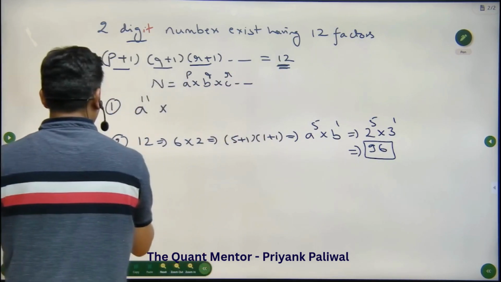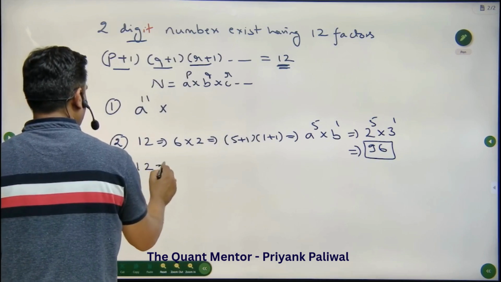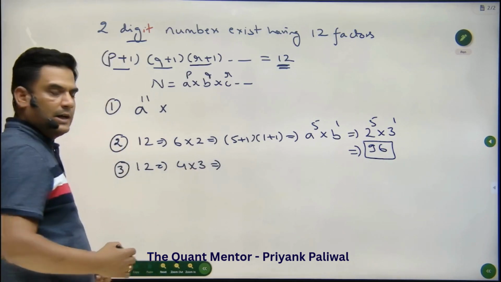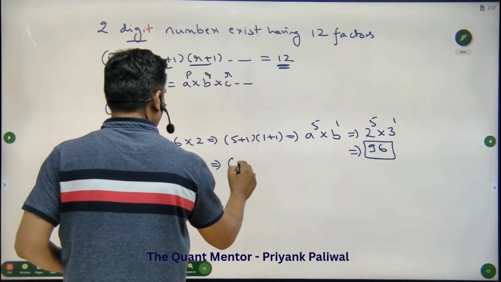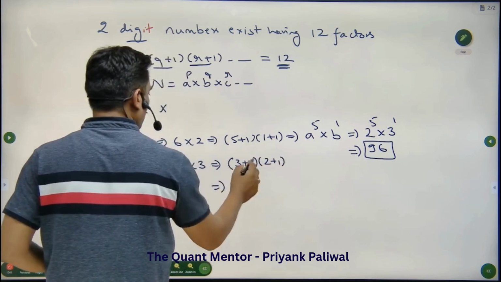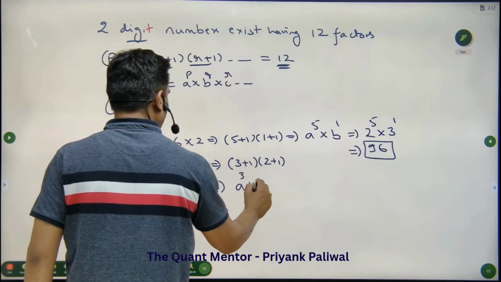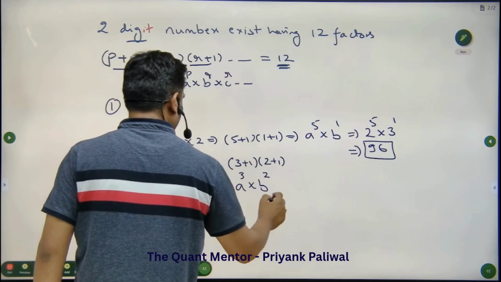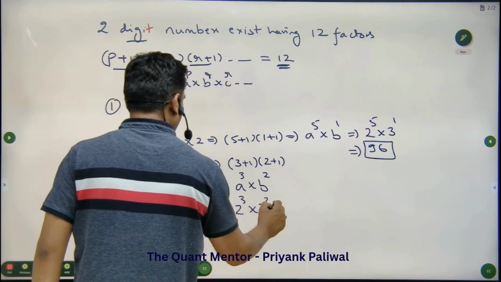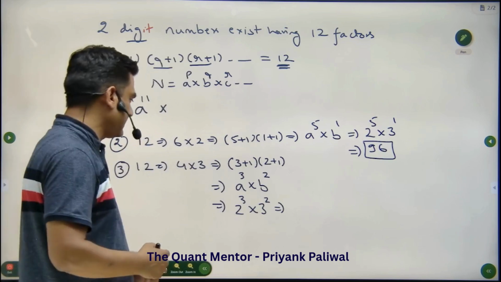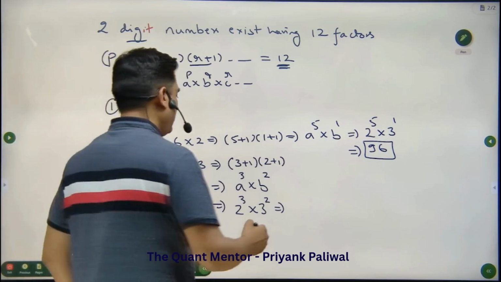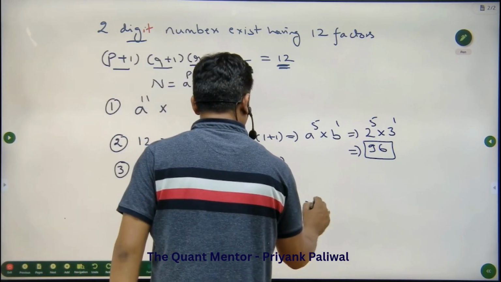Let us take 12 again as 4 into 3. The moment I write 4 into 3, it becomes 3 plus 1 into 2 plus 1. So 3 plus 1 into 2 plus 1 means a to the power 3 into b to the power 2. Now let us take a and b as prime numbers. So we have 2 to the power 3 into 3 to the power 2. 2 to the power 3 is 8, 3 square is 9. So 8 into 9 is 72, which is our next number.